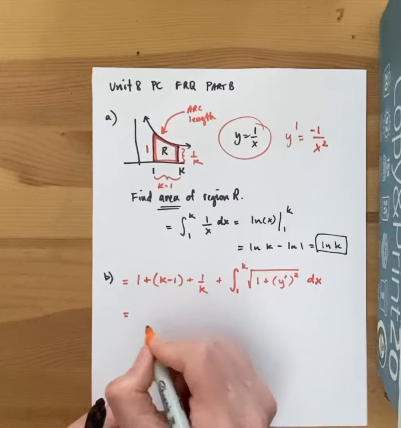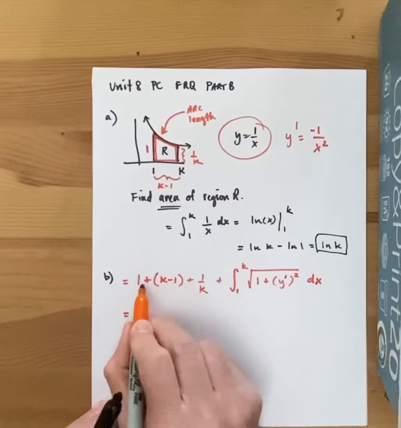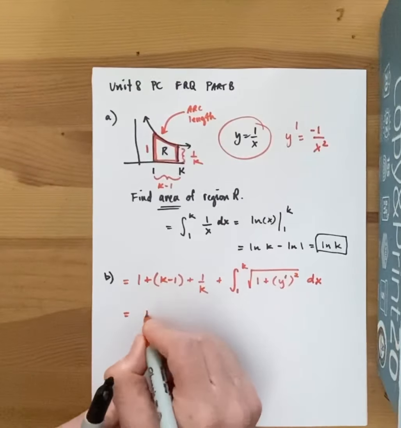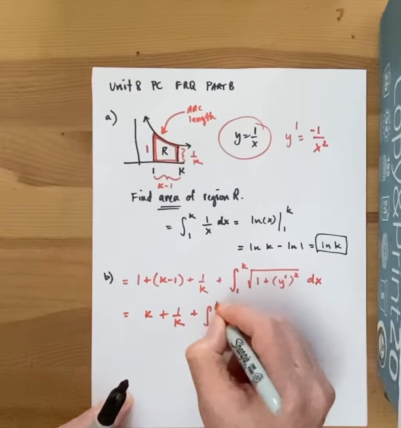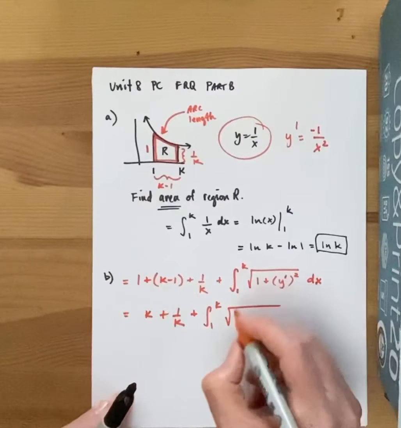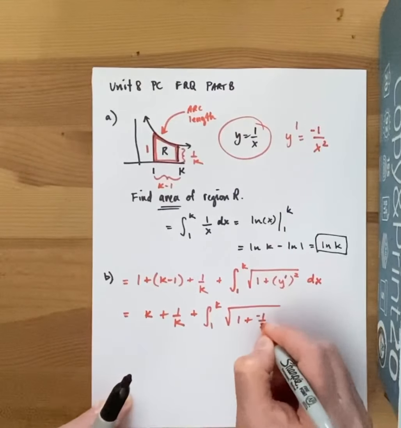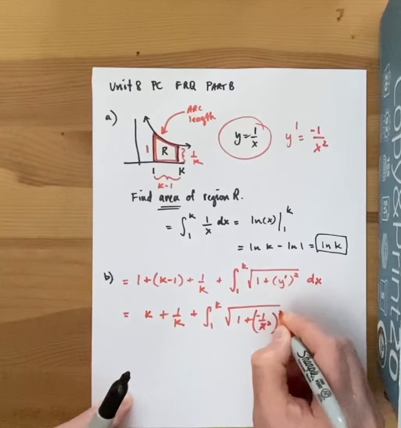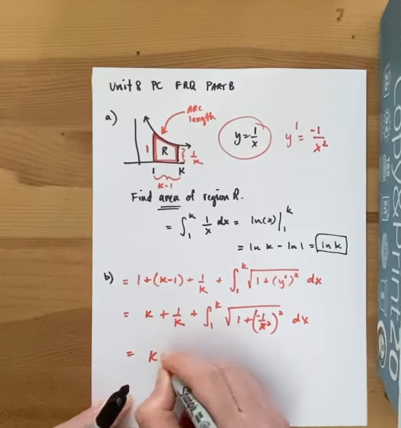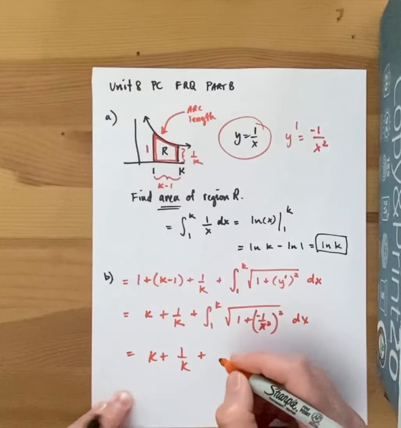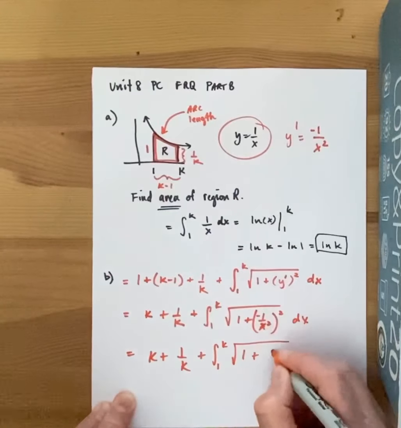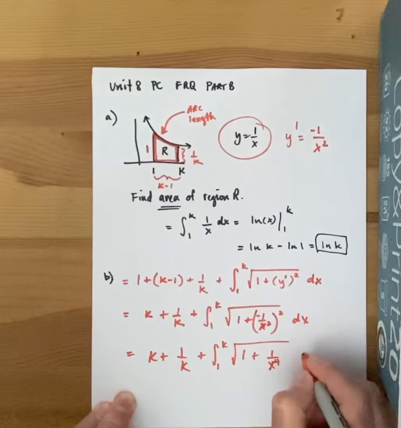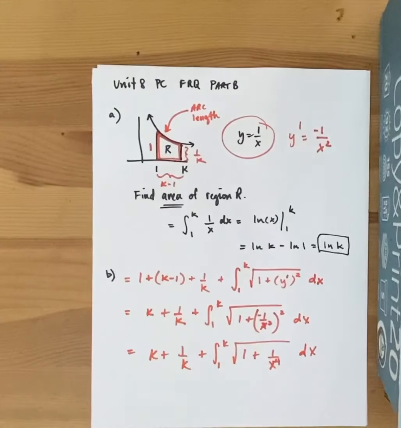So here we wind up getting, if you combine like terms, 1 minus 1 is just going to be 0, so it's k plus 1 over k plus, now I'm just going to plug in y prime there. And then simplify it one last time. And this becomes x to the 4th, and then dx. Okay, so that would be your answer for the perimeter of that region.